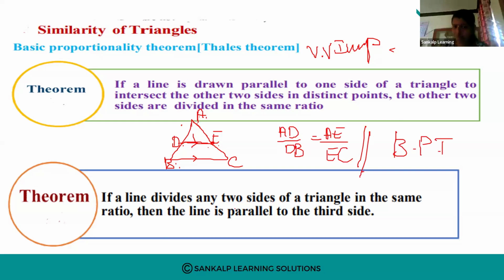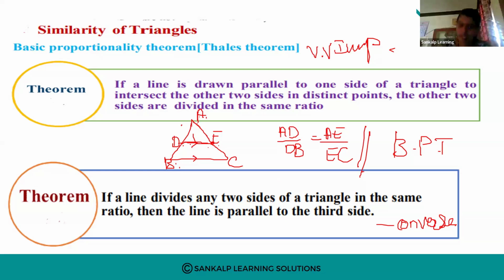If a line divides any two sides of a triangle in the same ratio, this is exactly opposite to the Thales theorem, which we call the converse. Then the line is parallel to the third side. If two sides are divided in the same ratio, the line is parallel to the third side. When you draw a line parallel to the third side, it divides the sides in the same ratio.